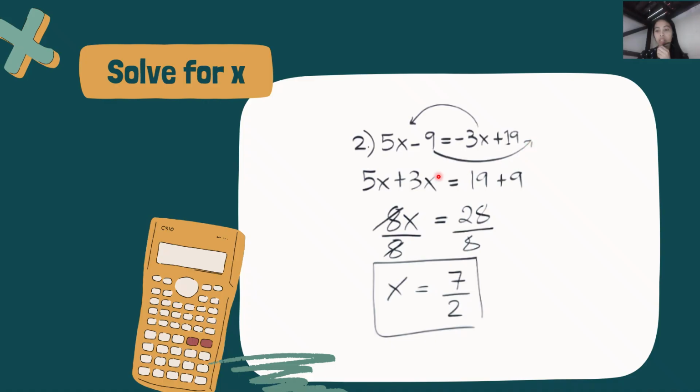So we move the negative 3x from the right side to the left side by adding 3x.